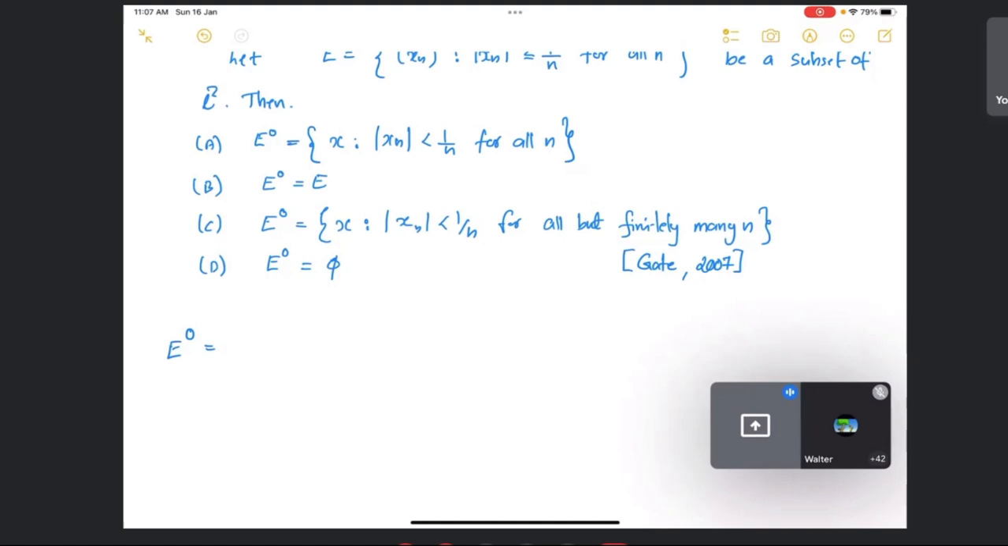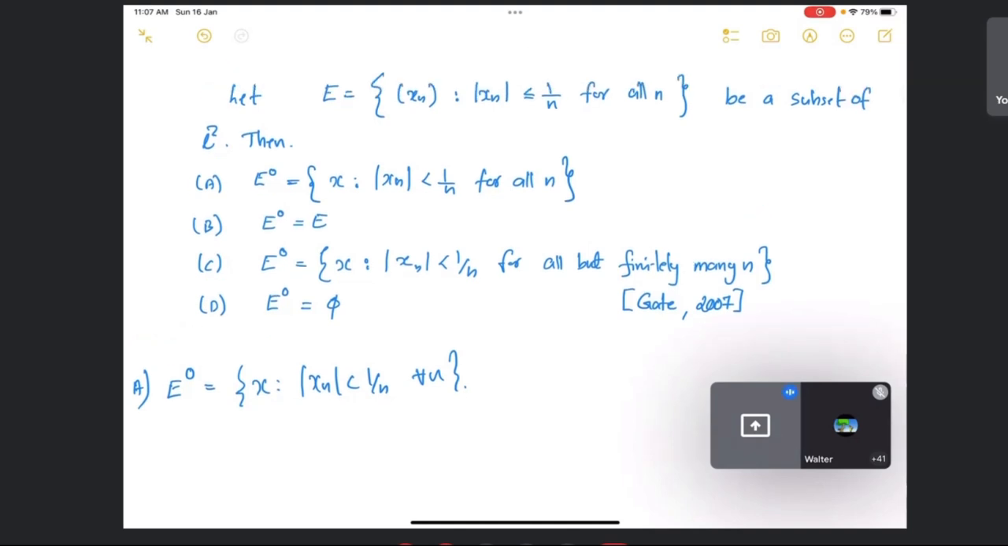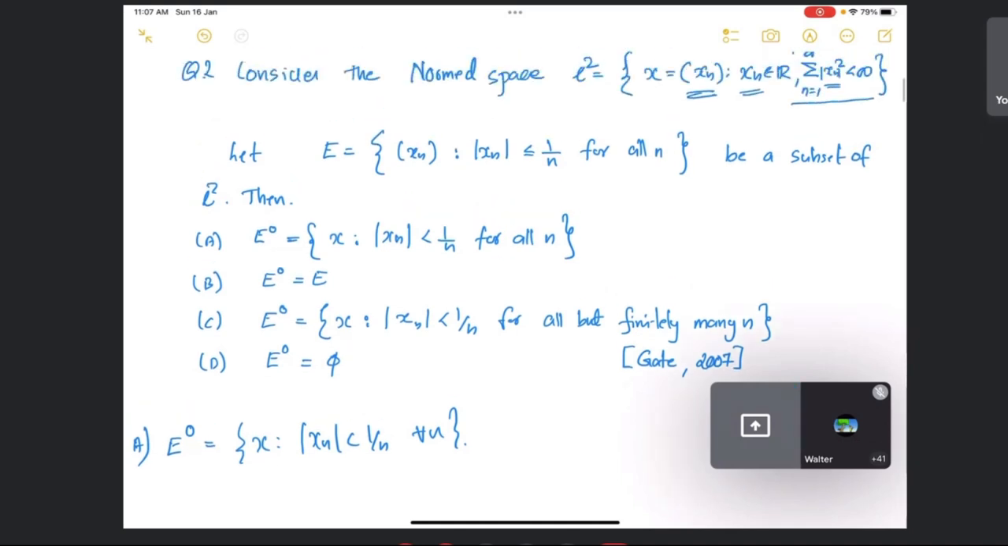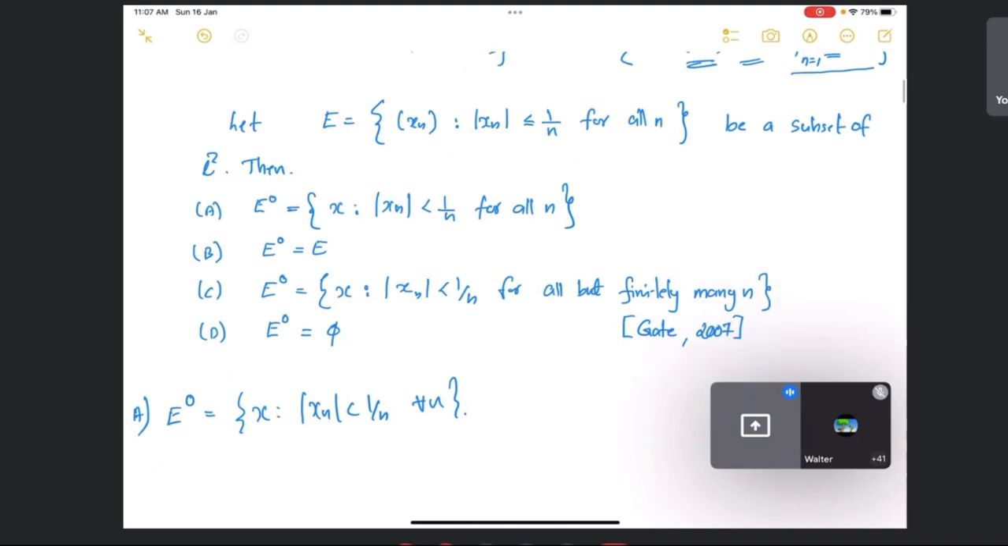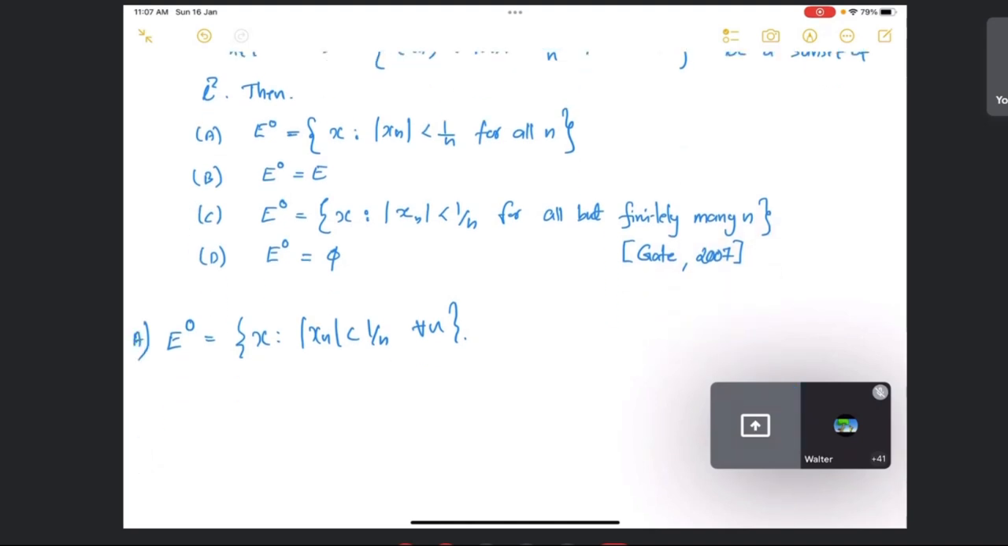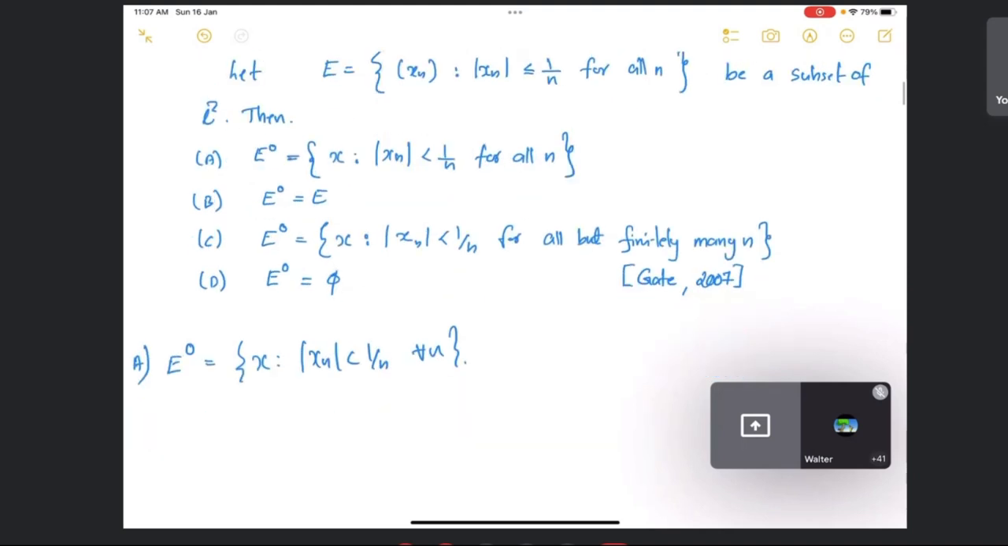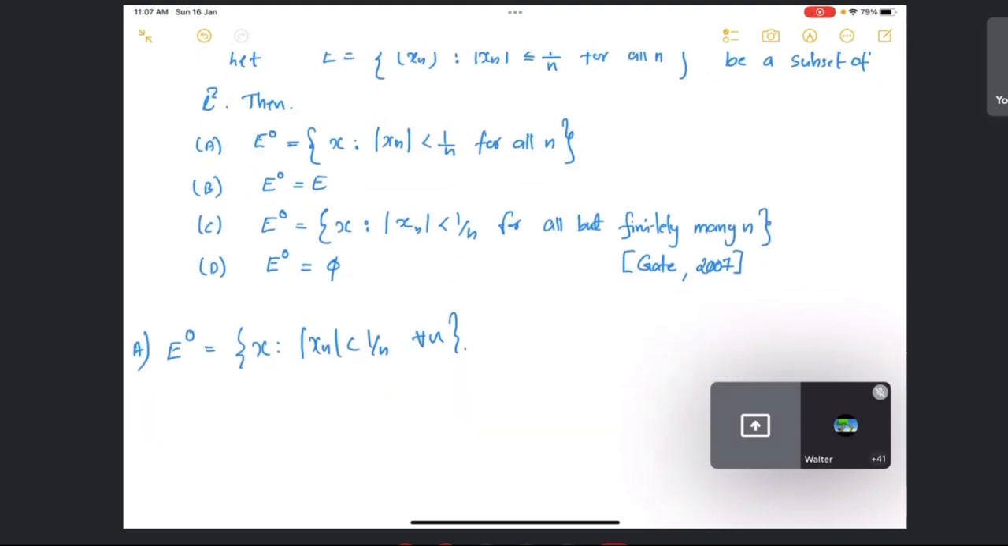So you consider the first option. A: the interior of E is the set of all x such that mod xn is less than 1 by n for all n. So can anyone answer this question? This doesn't need much theory or anything. You just need to know how a neighborhood looks like in L2. So, can this set be the interior of E?